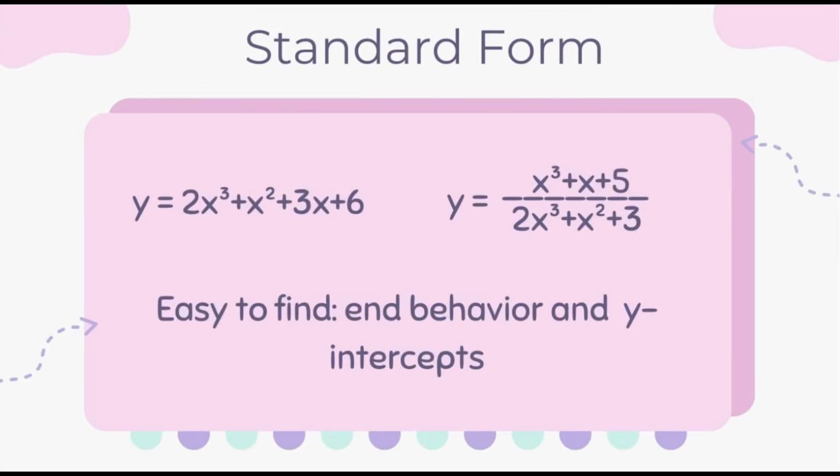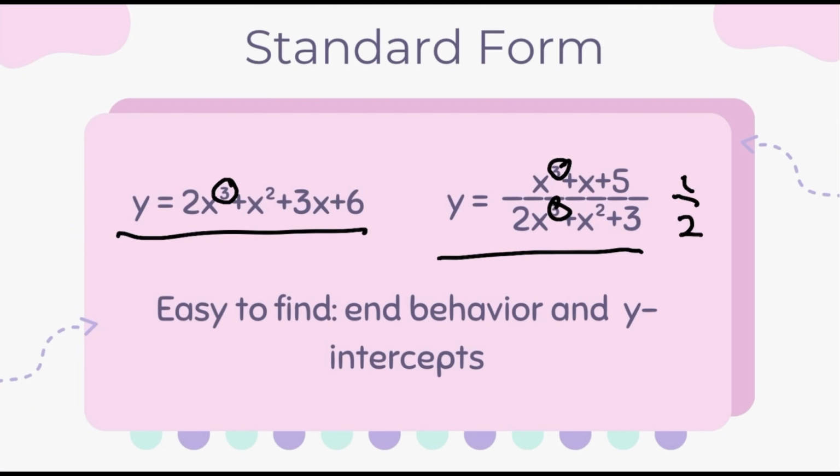Now we have standard form. This is the standard form of a polynomial, and this is the standard form of a rational function. From here, it's easier to find end behavior and y-intercepts. For end behavior, you just look at the type of function. Here, it is an odd-degree polynomial with a positive leading coefficient. And here, they have the same degree, so it's just 1/2. It's also easy to find y-intercepts because you can just plug in x equals 0 and get the y-intercept, which is 6 here and 5/3 here.